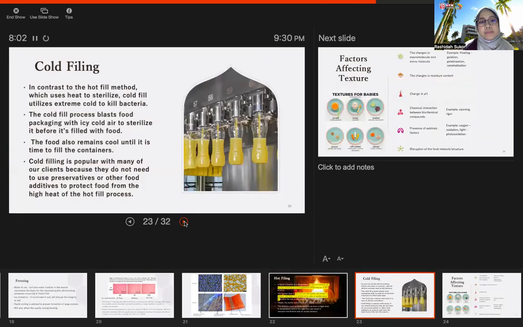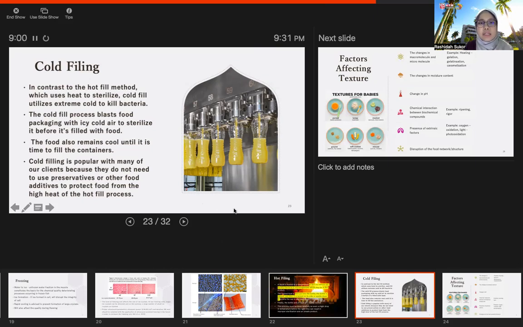This one is a lot being used in liquid products. And then other than the hot filling, we also have the cold filling. In contrast to the hot fill method, which uses heat to sterilize, cold filling utilizes extreme cold to kill bacteria. So in the microorganism slide or topic, you can differentiate whether you use a very high temperature or a very low temperature in order to make sure that there is no growth of bacteria. In this case of cold filling, we use extreme cold to kill the bacteria or make sure that bacteria will not grow anymore. This cold fill process will blast food packaging with icy cold air to sterilize it before it is filled with food. The food also remains cool until it is time to fill the containers.